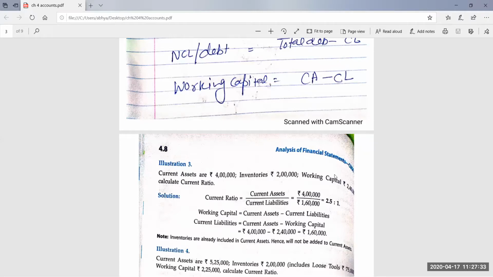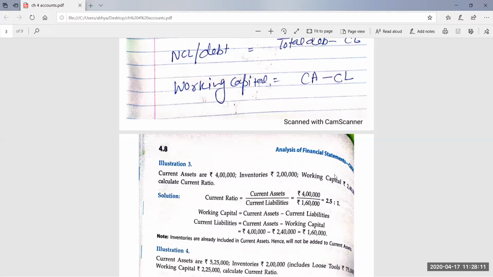Current assets are given 5,25,000. Inventories 2 lakh, includes loose tool 75,000. In inventory, 75,000 of loose tools. And yesterday I told you that while calculating current assets, loose tool will not be considered. Okay, it means if they are added, we have to subtract it. Working capital is given 2,25,000.